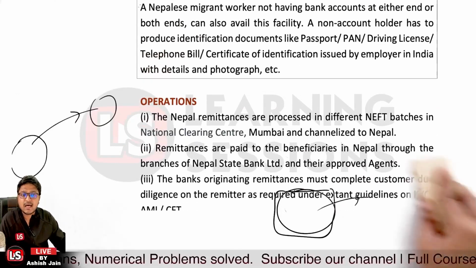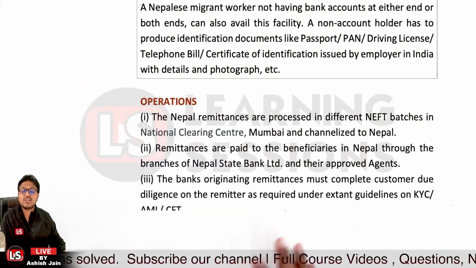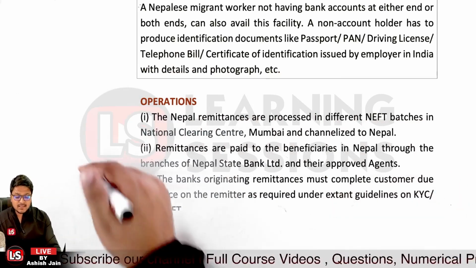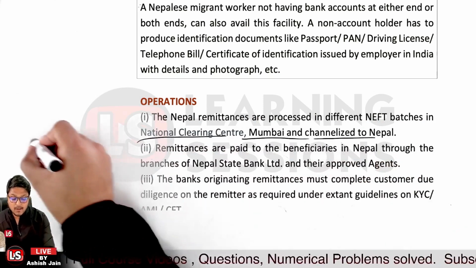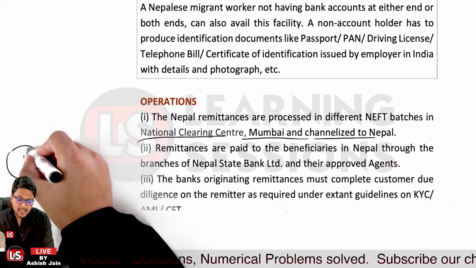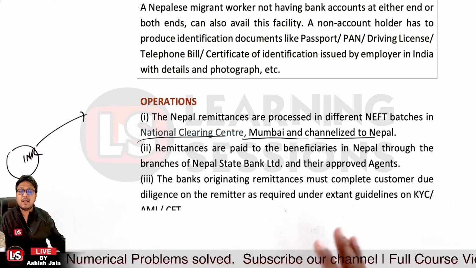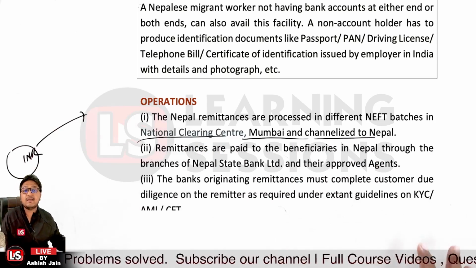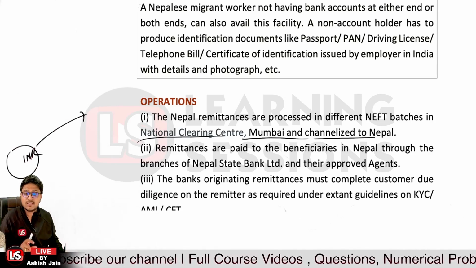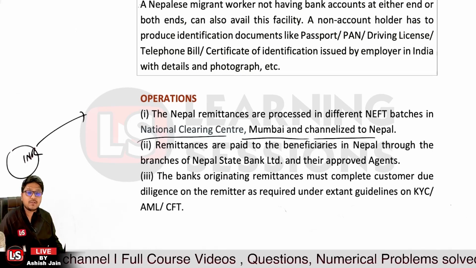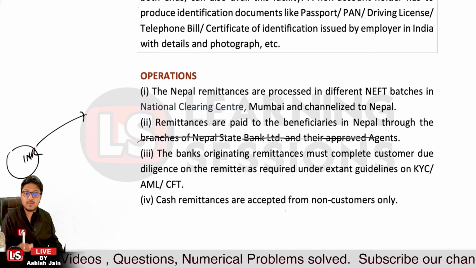The Nepal remittances are processed in different NEFT branches at the National Clearing Center, Mumbai, and channelized to Nepal. The amount is debited in Indian rupees, and it will be credited in Nepalese rupees. Remittances are paid to the beneficiary in Nepal through the branches of Nepal State Bank Limited and their approved agents. The banks originating remittances must complete customer due diligence, CDD, and further fulfil the extant guidelines of KYC, AML, anti-money laundering, and combating the financing of terrorism.